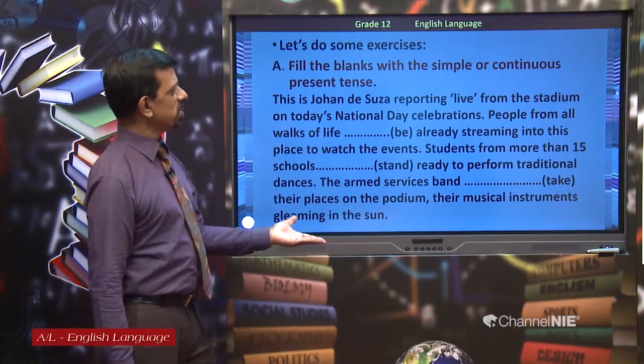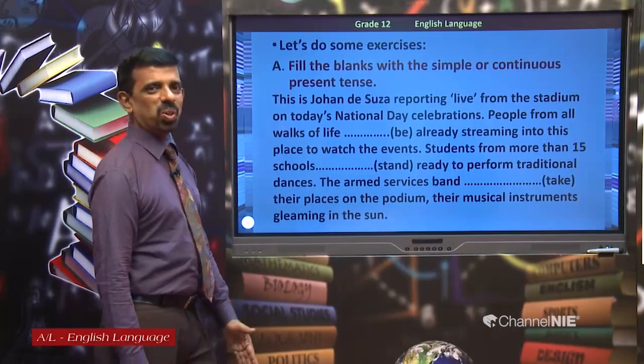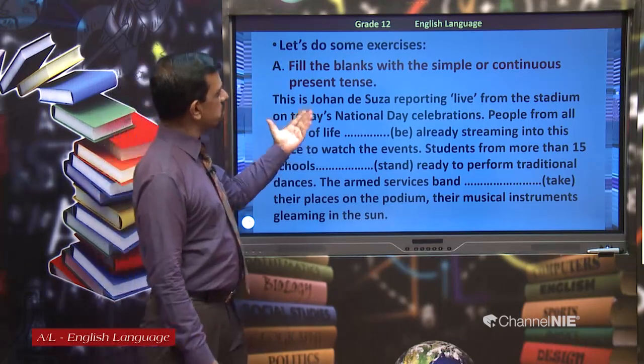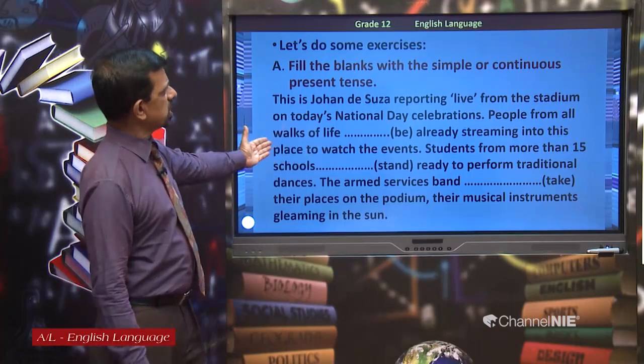So it's a very interesting passage with a lot of visuals given to you all as the radio announcer is giving you the live coverage. So let's go to the blanks. So what is the first blank?